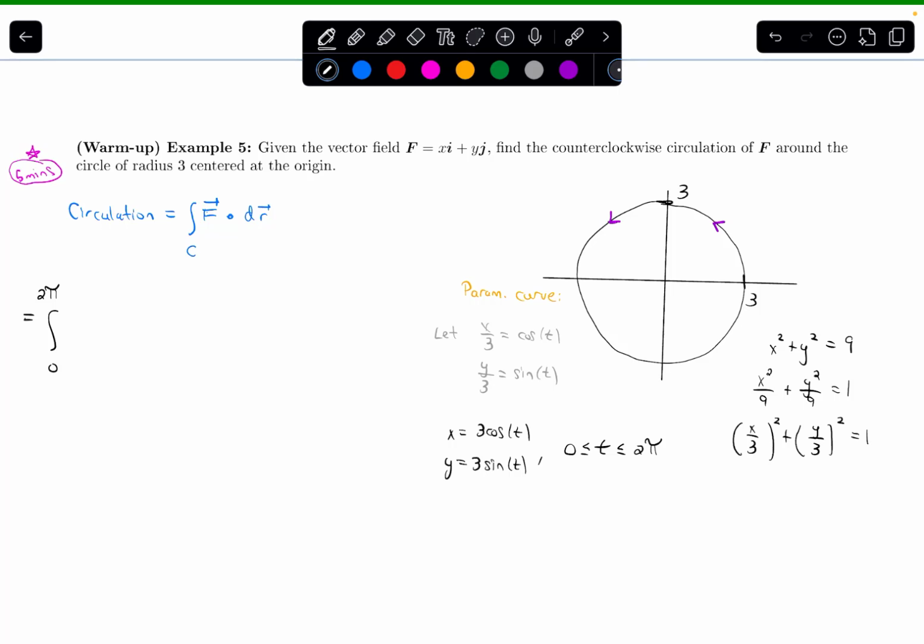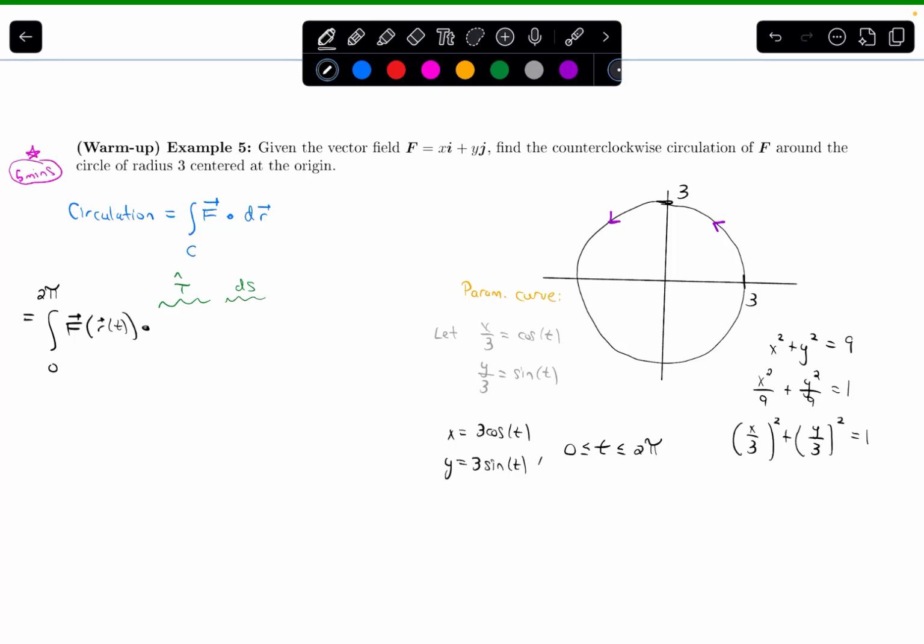And now what I have to do is substitute my parameterization into my vector field. So I will have to write down f of, sub in my position function, I'm going to call it r of t. That's going to get dotted with the unit tangent vector, T hat. That's going to get multiplied by ds.